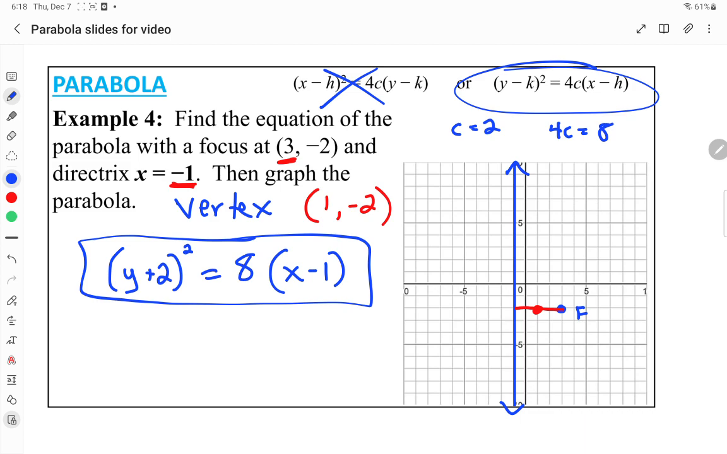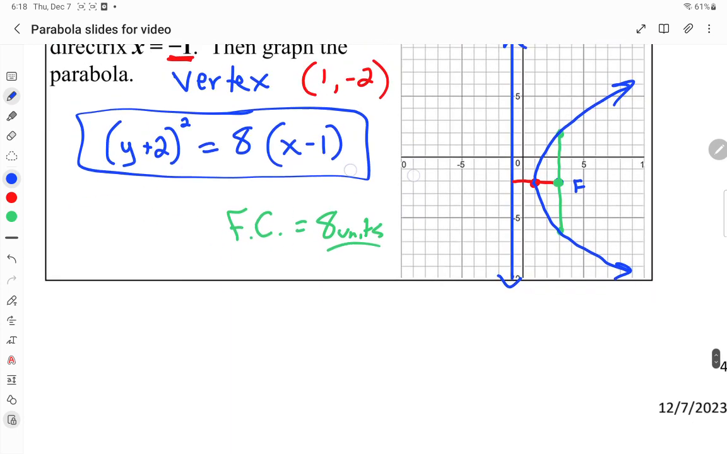Done. We are going to finish off this graph. So again, I'll go green yet again for my focus and focal chord, because my focal chord is 4c units long, so it's 8 units in total. Which means if it's going 8 units in total, it's going half that distance in one direction, half that distance in the other direction. In other words, 4 up and 1, 2, 3, 4 down. There's my focal chord. Finishing my graph. There we go. That is our graph.